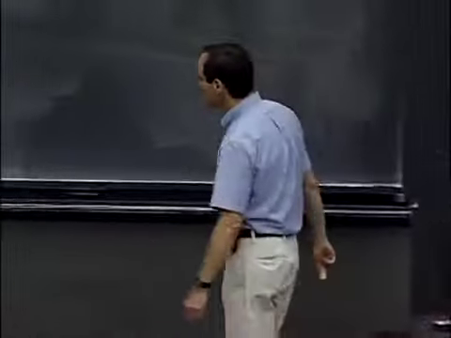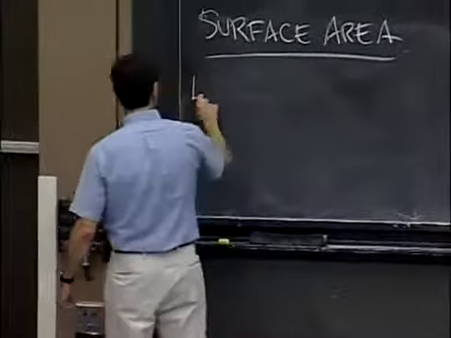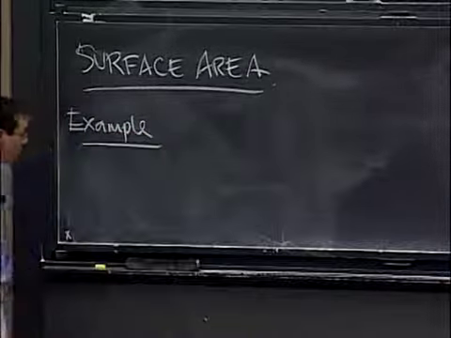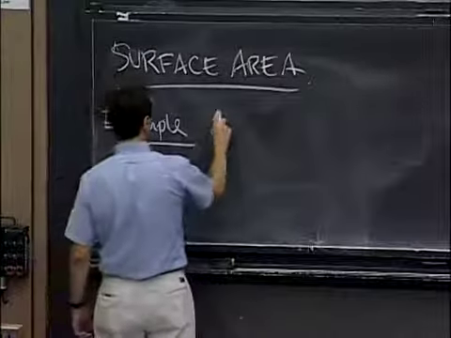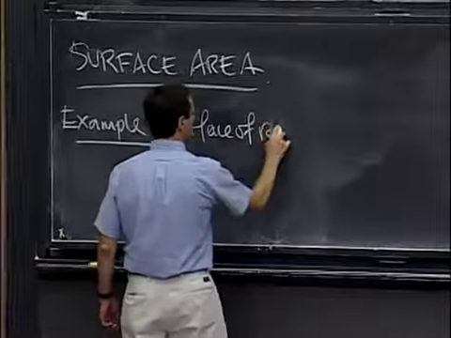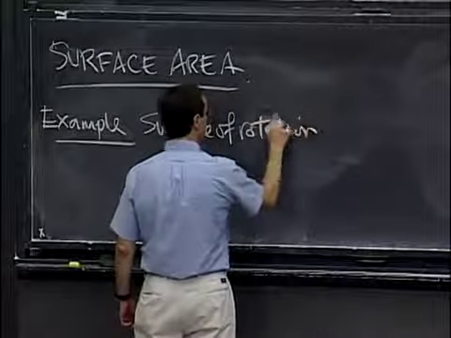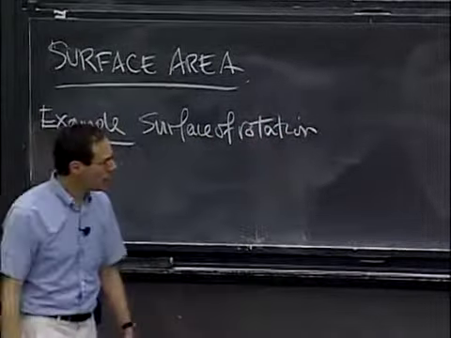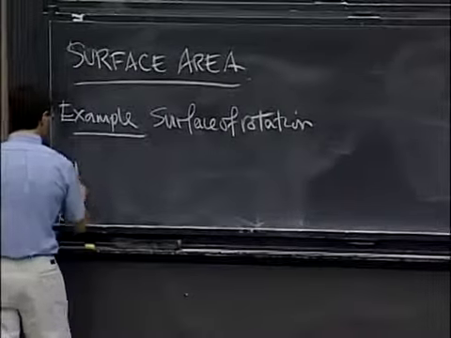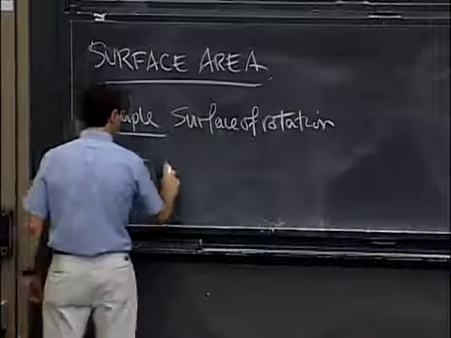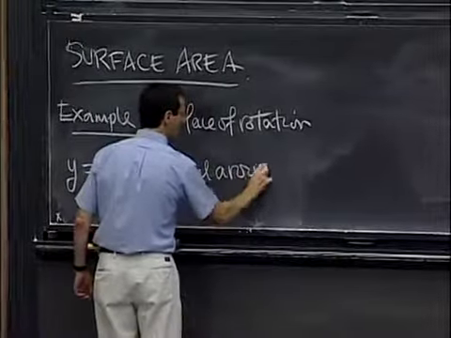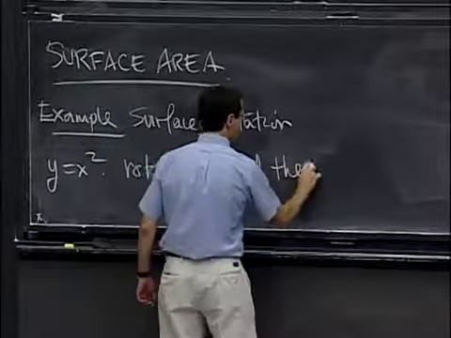And the example that I'd like to give, this is the only type of example that we'll have, is a surface of rotation. And as long as we have our parabola there, we'll use that one. So we have y is equal to x squared rotated around the x-axis.